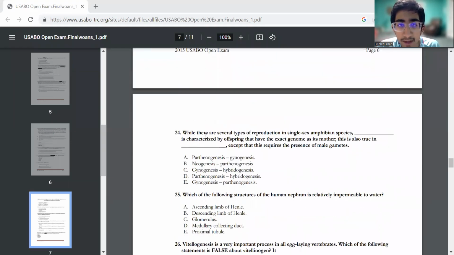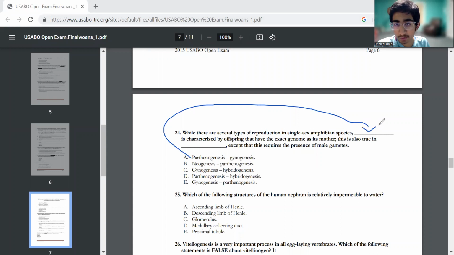Number 24. While there are several types of reproduction in a single-sex amphibian species, blank is characterized by offspring that have the exact genome as its mother. This is also true in blank, except that this requires the presence of male gametes. All right, even if you don't know what this is, you can kind of eliminate numerous options. I know parthenogenesis is this one. It's related to just the mother, and then gynogenesis requires the presence of the male gamete, so that's why the answer would be A.